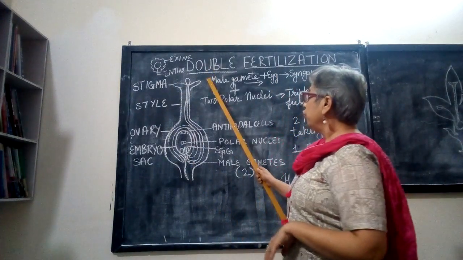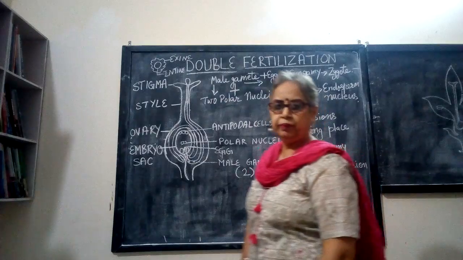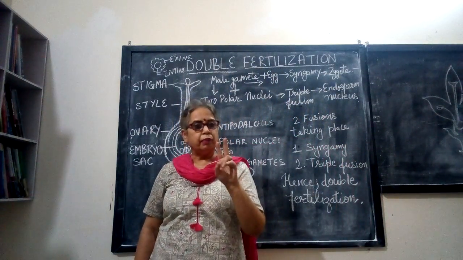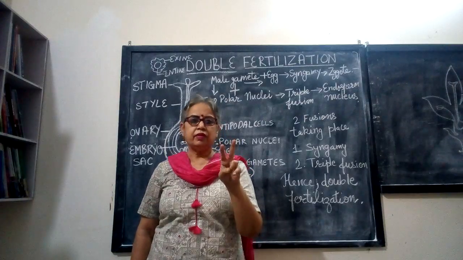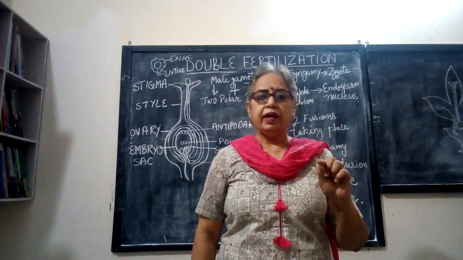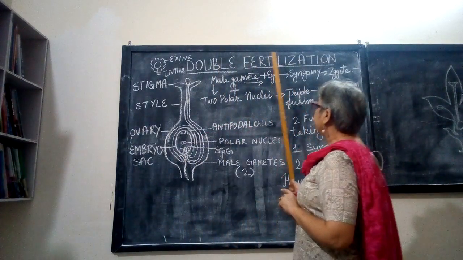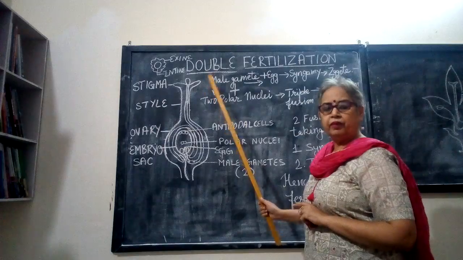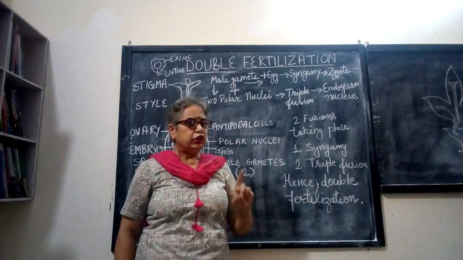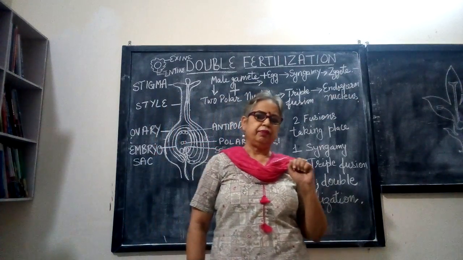Students, we are going to discuss the topic double fertilization today. Now what do we actually mean by double? Double means 2 times. Do you agree? So now, why do we say that in flowering plants or in angiosperms the fertilization is double? First of all, fertilization means fusion of male gamete and female gamete.